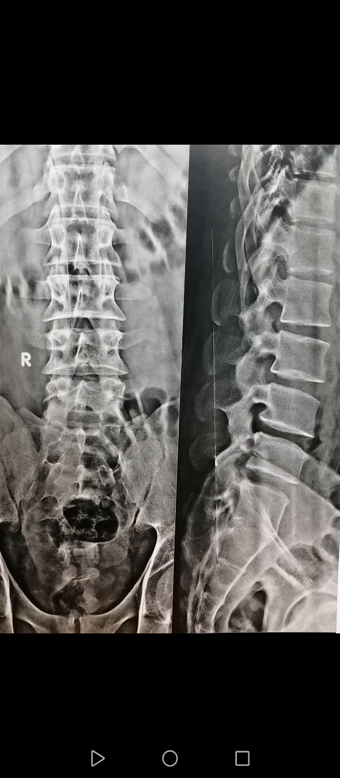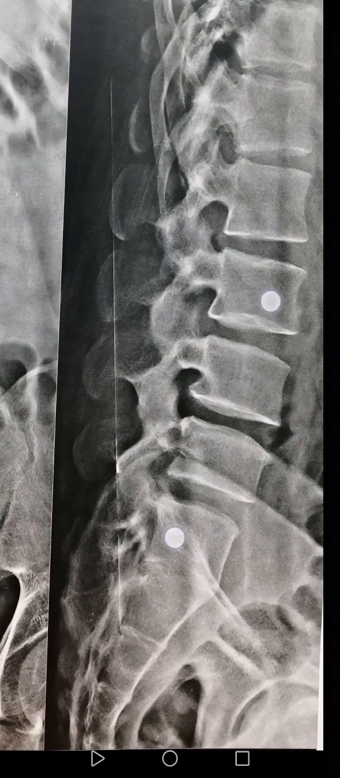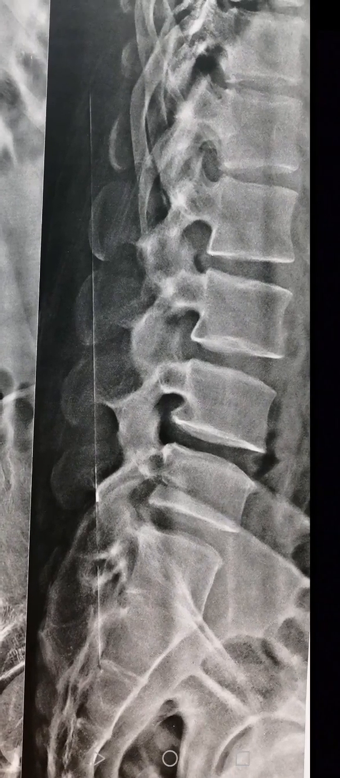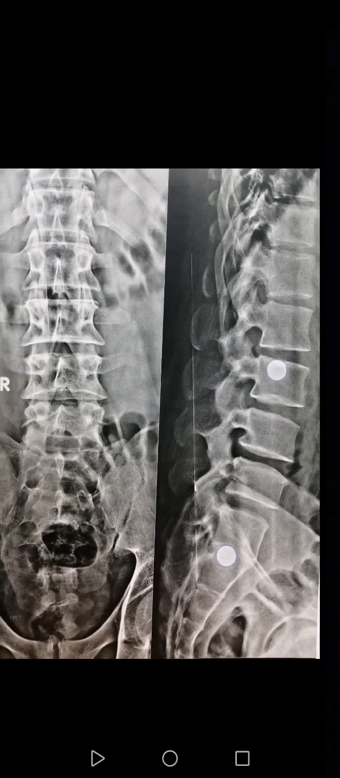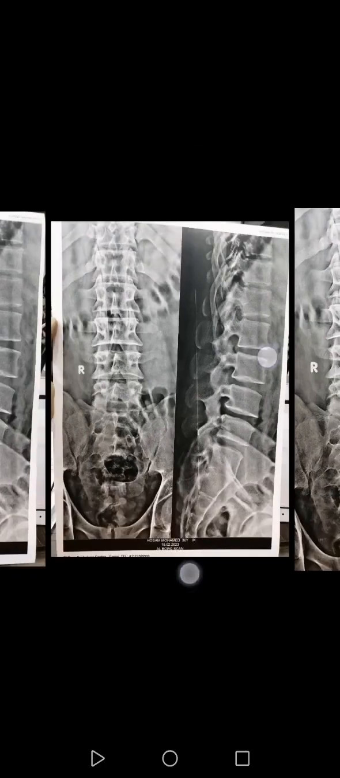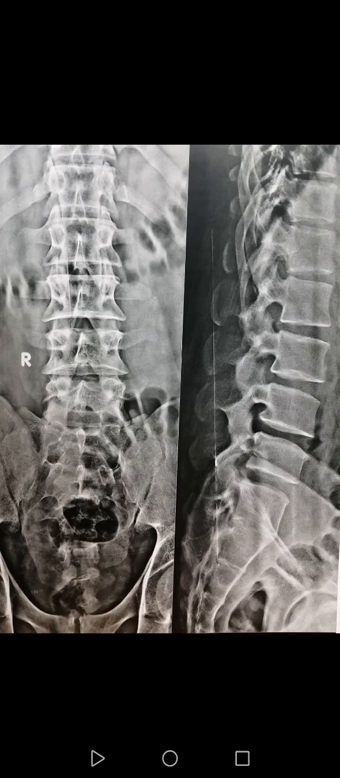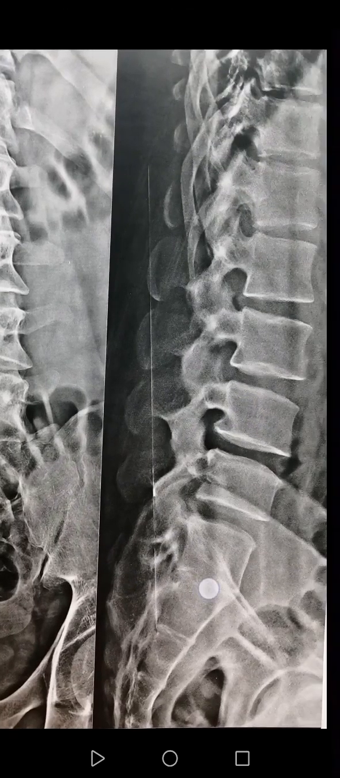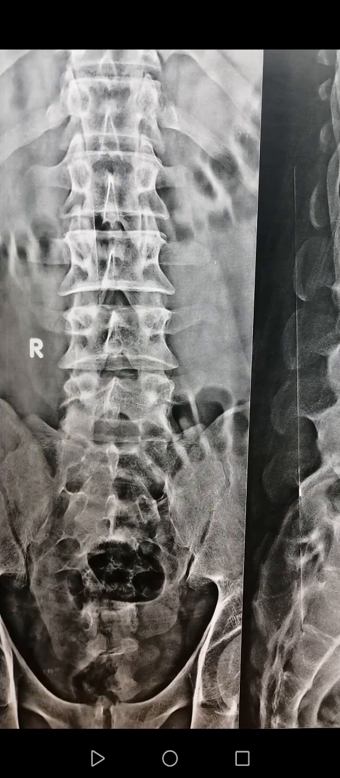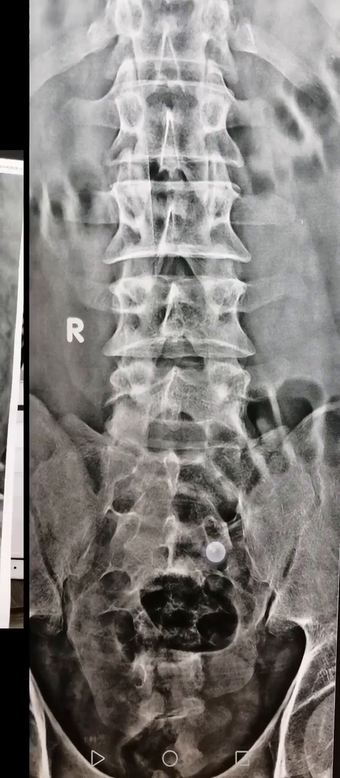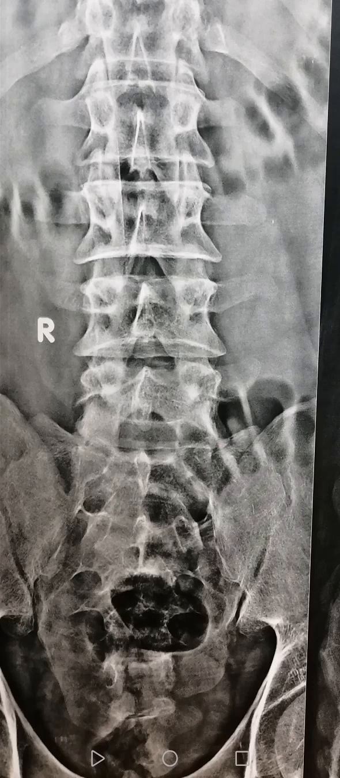What about the disc spaces here? They are more or less within normal. You cannot exclude a disc problem 100% by X-ray, but we can see if there is disc narrowing and so on. I cannot see anything else here. In the lateral view we cannot see many things, but in the anteroposterior view you can find an important thing.